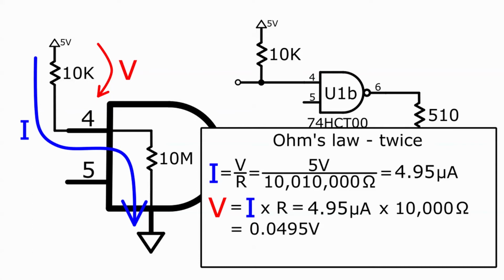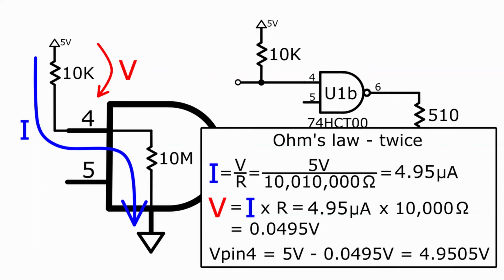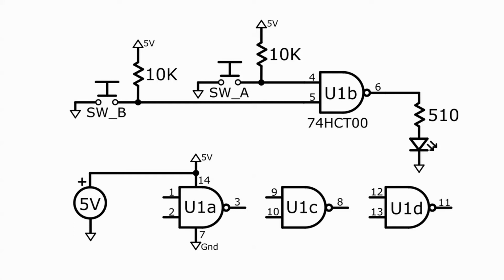Since that's the voltage drop over the 10K resistor, then the voltage at the bottom end of the resistor will be 5 volts minus 50 millivolts, or about 4.95 volts. That's very close to 5 volts. It's close enough to 5 volts that the NAND operation inside the chip will treat this input as high. Just to recap, the 10K resistor will hold pin 4 high unless the push-button switch is pressed and pulls the input down to ground. It's now a simple matter to add a similar push-button switch to the other input pin.